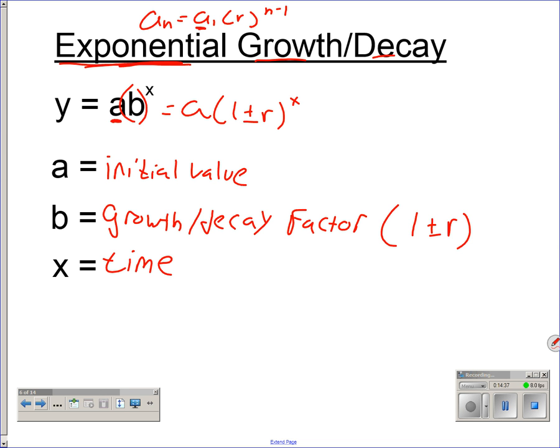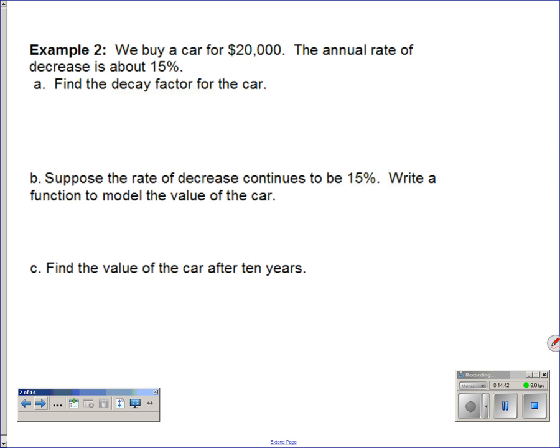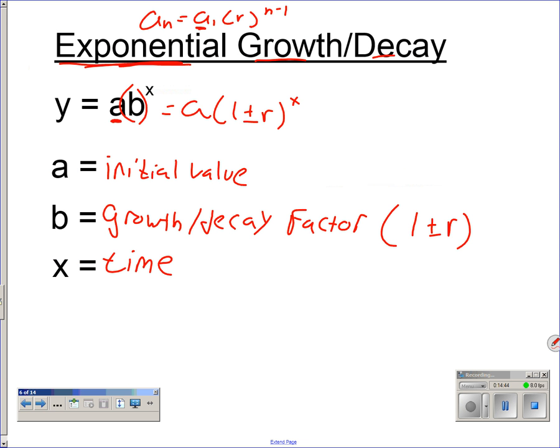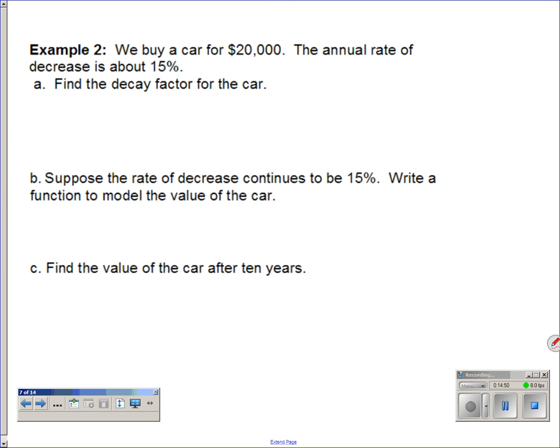I'm probably going to skip around some of these examples. Let's just see what we've got. Oh, sorry. Everybody good? All right. Here's a good example. We buy a car for $20,000. As soon as you take that new car off the lot, instantaneously it depreciates. It goes down. That's what happens with cars.